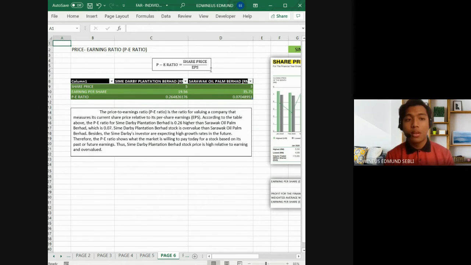According to the table above, the PE ratio for Samdabi Plantation Berhad is 0.26, higher than Sarawak Oil Palm Berhad, which is 0.07. Samdabi Plantation Berhad stock is overvalued compared to Sarawak Oil Palm Berhad. Besides, the Samdabi investors are expecting a high growth rate in the future. Therefore, the PE ratio shows what the market is willing to pay today for a stock based on its past or future earnings. Thus, Samdabi Plantation Berhad's stock price is high relative to earnings and overvalued.